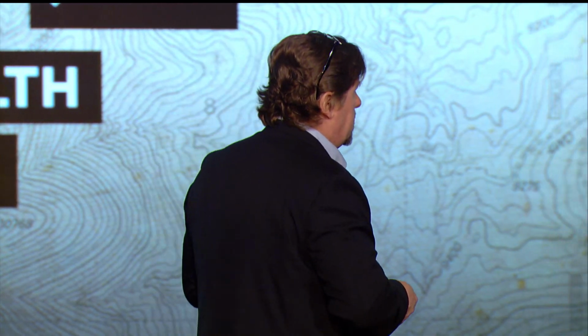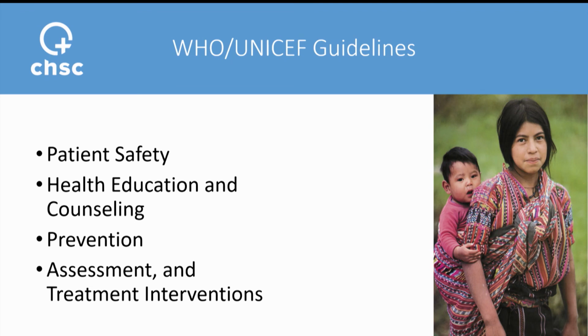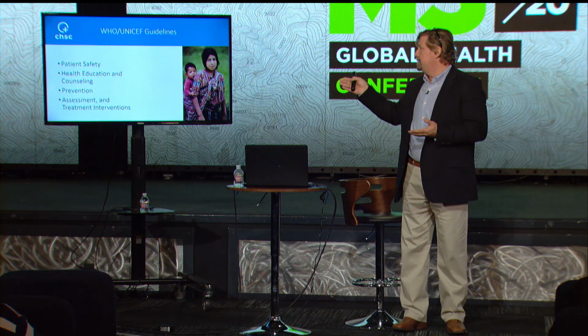The WHO UNICEF guidelines are really focused in these four areas: patient safety, health education and counseling, prevention, assessment, and treatment interventions. So it's really broken down into how do we, obviously we need to sustain patient safety when we're treating children in the context of healthcare delivery.